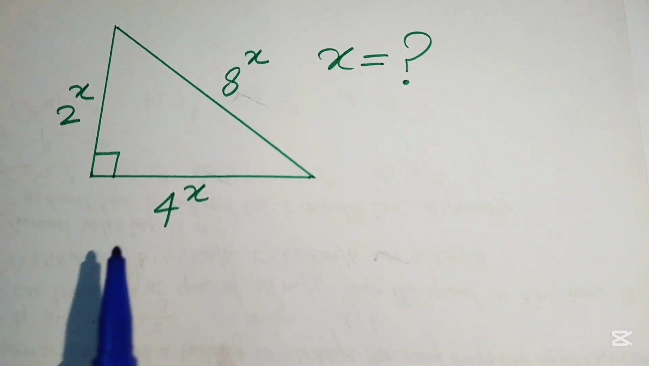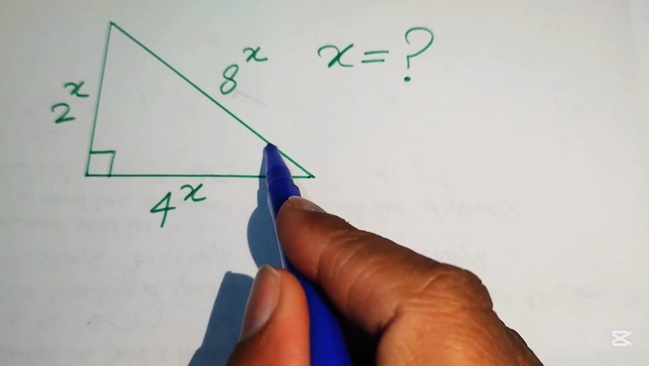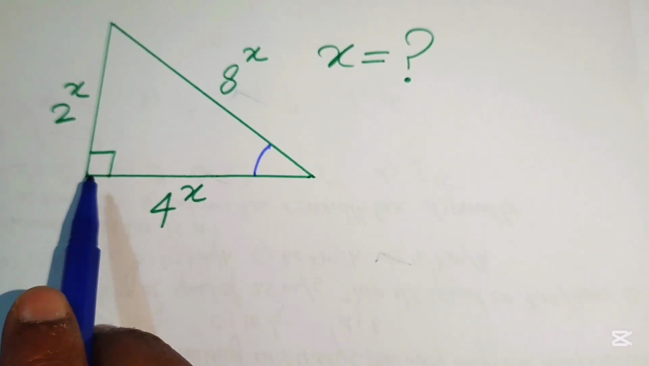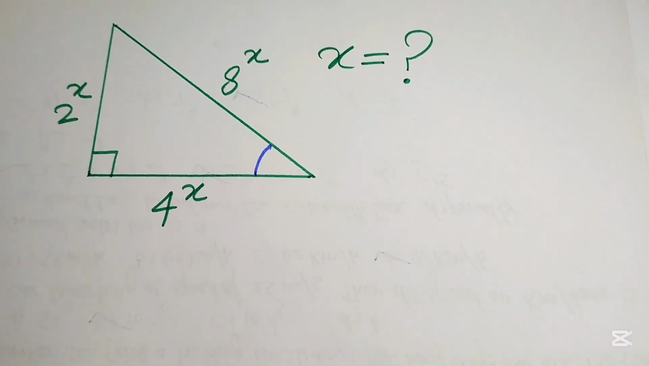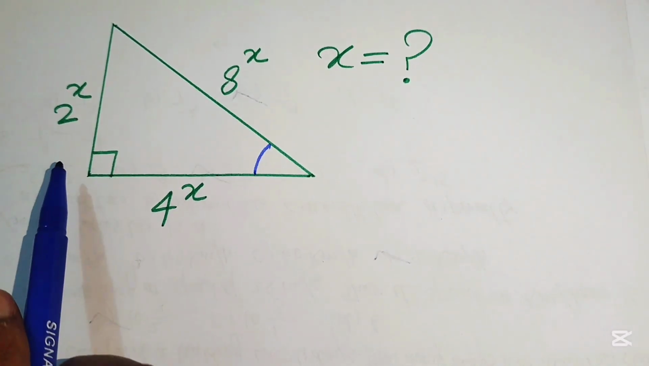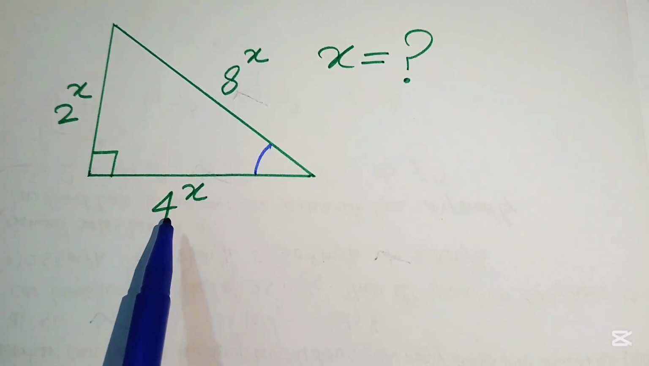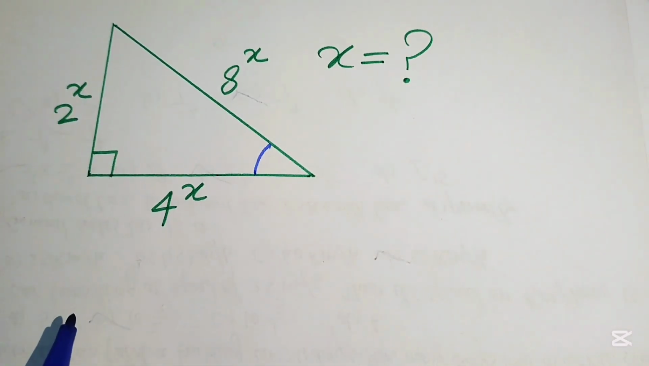So here we have a right triangle in which this is an unknown angle and this angle is the right angle, and the lengths of the sides of this right triangle are 2 to the power of x, 4 to the power of x and 8 to the power of x respectively. So in this problem we need to solve for the value of x.